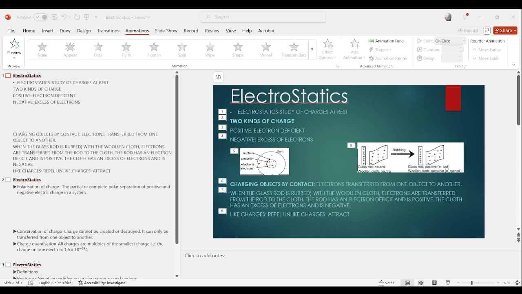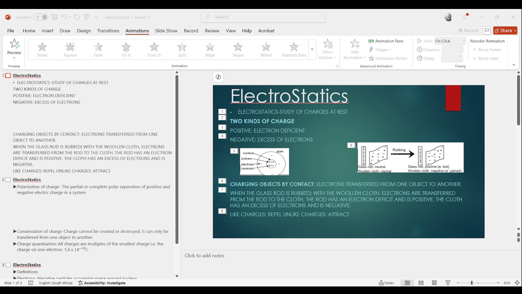Okay, now, for instance, when the glass rod is wrapped with the woolen cloth, electrons are transferred from the rod to the cloth. The rod has an electron deficit and is positive, and the cloth has an excess of electrons and is negative. So that's what happens.